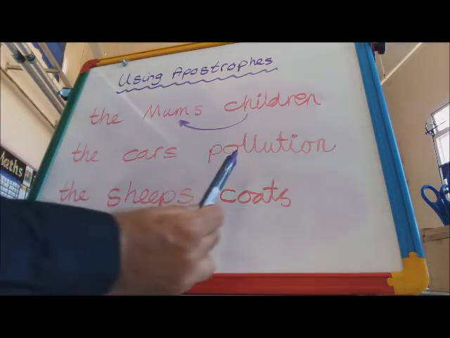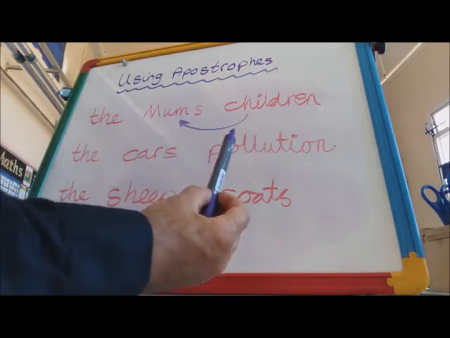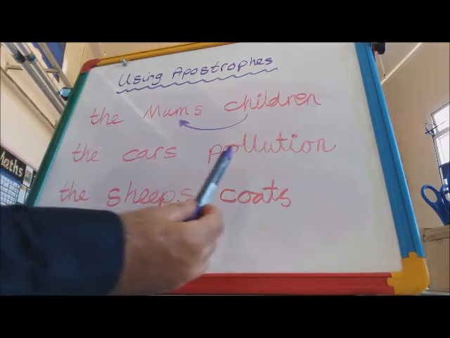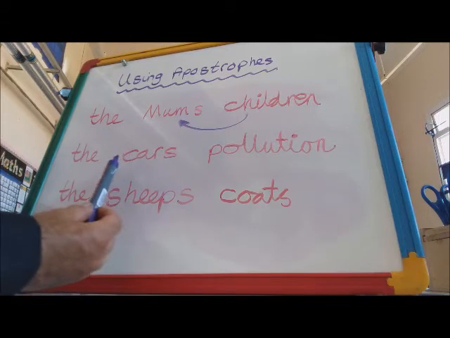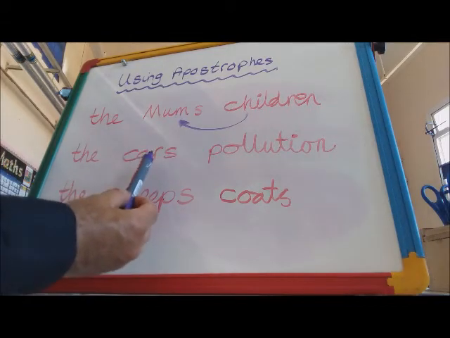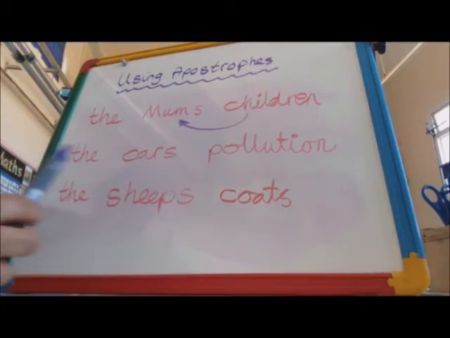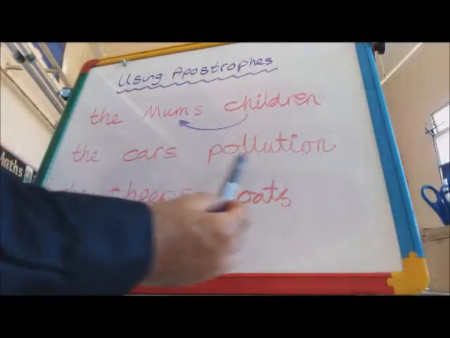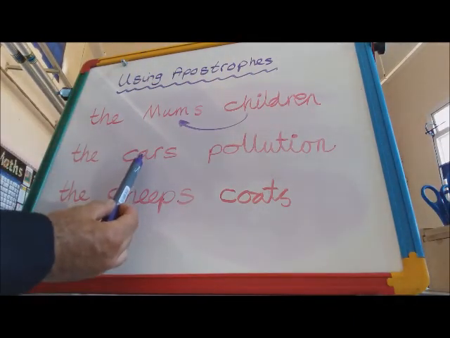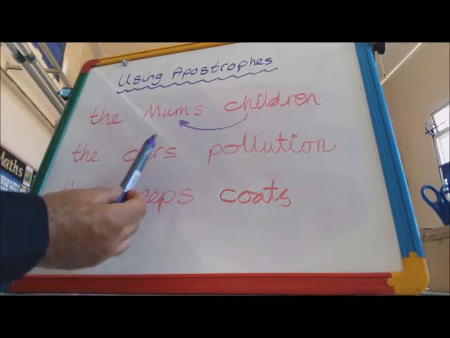Second example, the cars' pollution. Now this is the pollution which is coming from or belongs to, or the fault of, I suppose you should say, many, many cars. Lots of pollution, more than one car. Where does the apostrophe go?